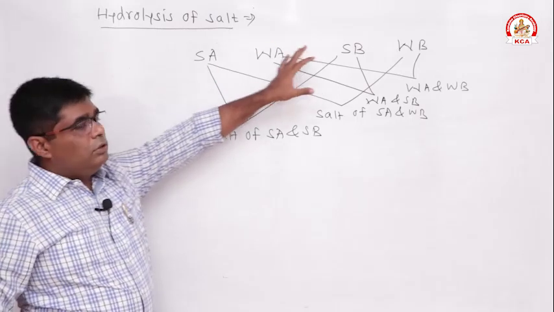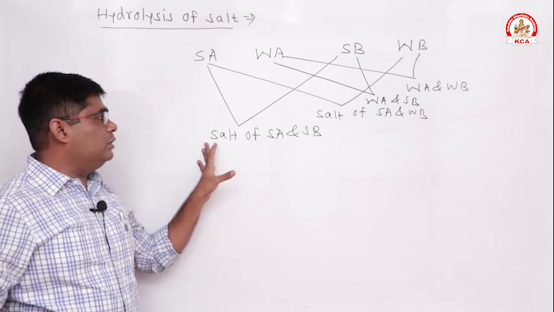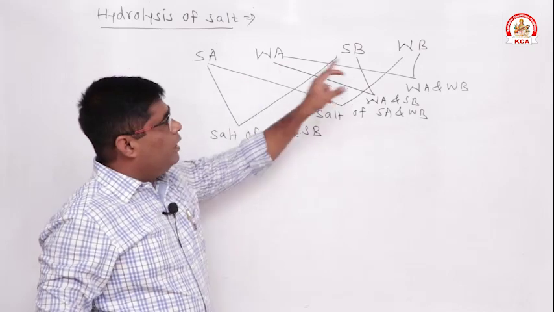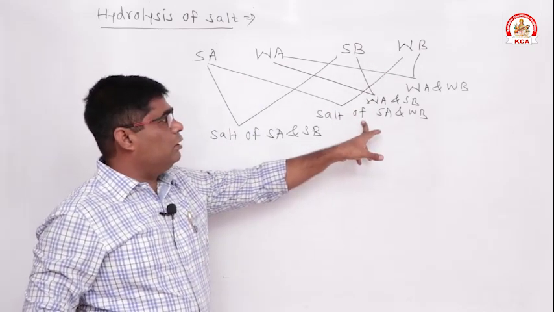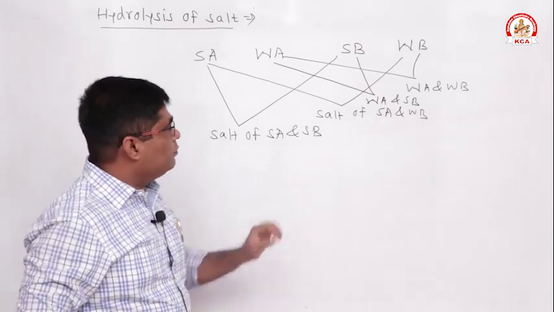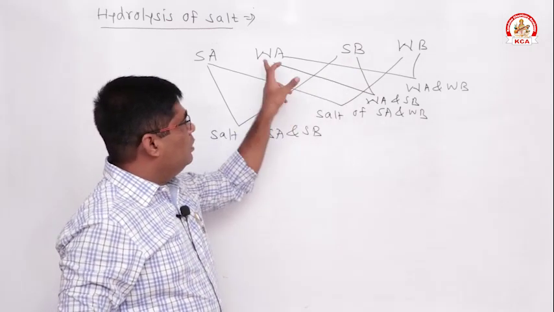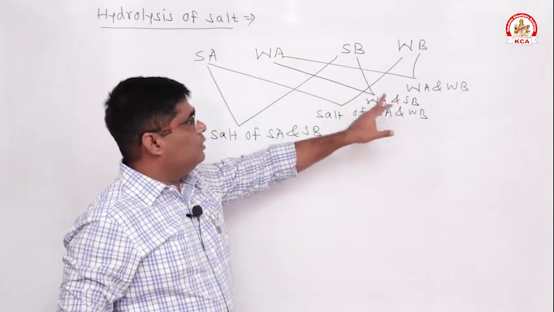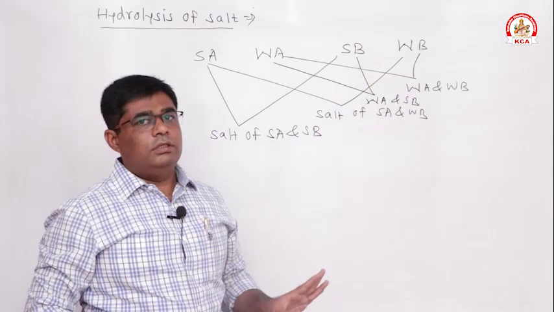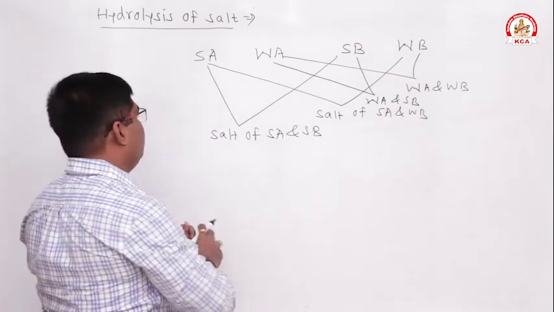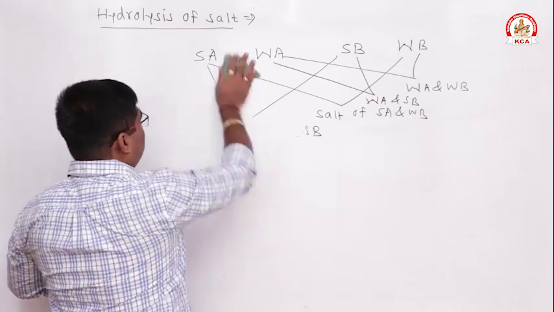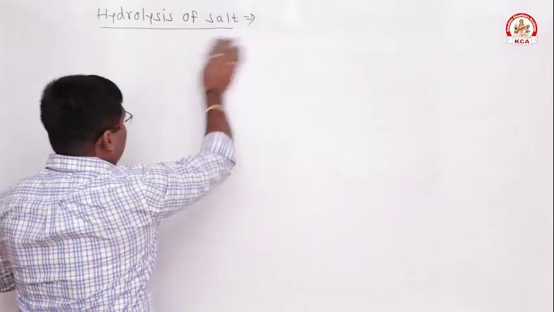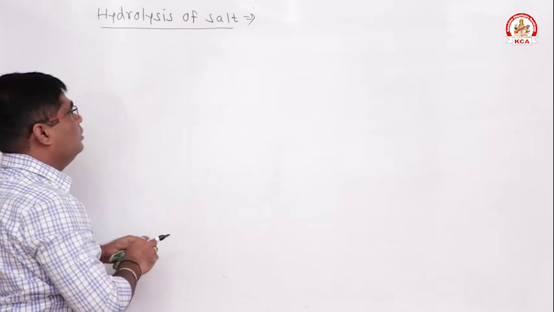Strong acid with strong base, त्या सॉल्टला काय म्हणायचं? सॉल्ट ऑफ स्ट्रॉंग ॲसिड अँड स्ट्रॉंग बेस. Strong acid and weak base, that is the salt of strong acid and weak base. Weak acid and strong base, salt of weak acid and strong base. And weak acid and weak base, that is the salt of weak acid and weak base. So remember this, these are the four types of salt. Now we consider examples of salt of strong acid and strong base.